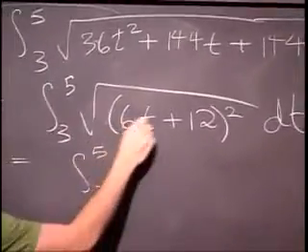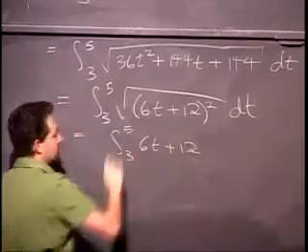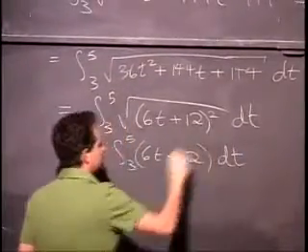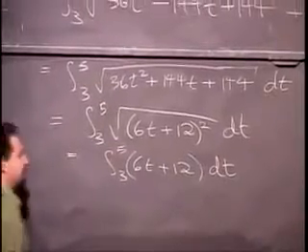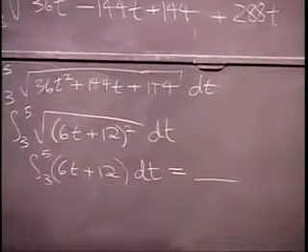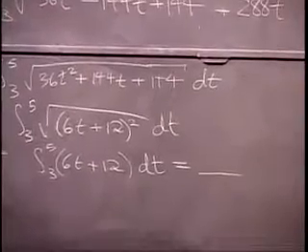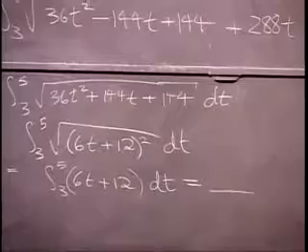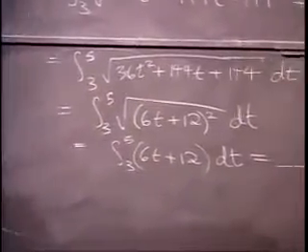And because this quantity, 6t plus 12, is positive, you can just take the square root. And I'm going to leave that to you. What's the answer? Well, the answer is all the way over here. 72.